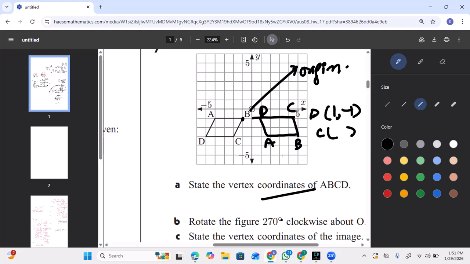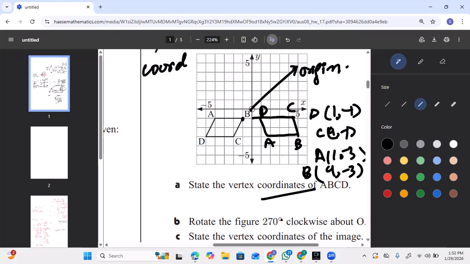For C, it would be 4 and 1. So 4 and minus 1. For A, it would be 1, 2, 3, 3 and 1. So it would be 3, 1 and minus 3, and for B it would be 4 and minus 3. So basically now the whole coordinates are changed after rotation.